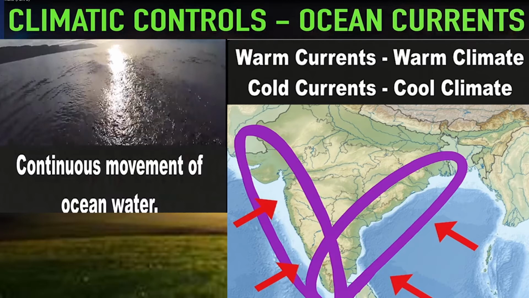The next one is cold current, that is from the poles towards the equator. So here the air or the wind that blows is much cooler, and those places tend to have a cold climate. So we can also see that ocean currents play a very important role in controlling the climate of a place.